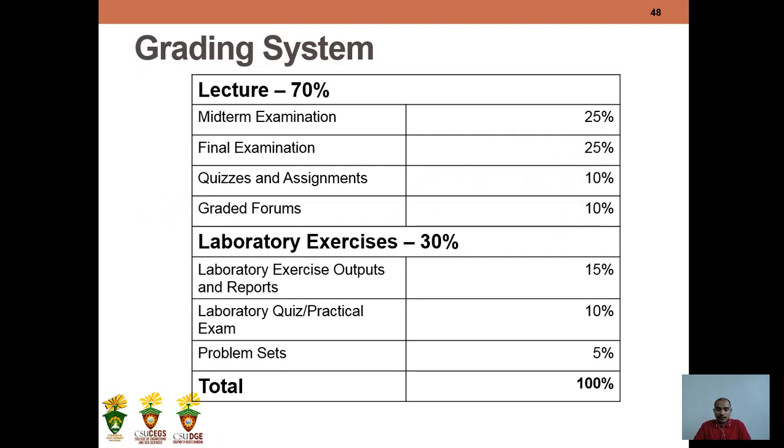Then the 1 unit is for laboratory exercises, so that's 30% of your grade comes from laboratory exercises. So 15% will come from the laboratory exercise outputs and reports. And laboratory quiz or practical exams, 10%, and problem sets, 5%. So all in all, we have a total of 100%. So dira mag-ingani ang pag-determine sa inyong grades after the semester.